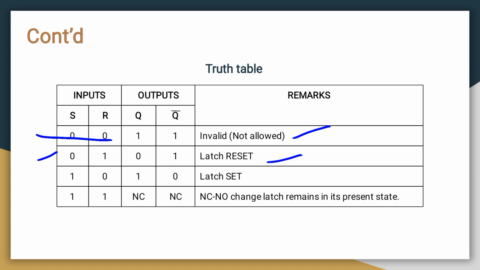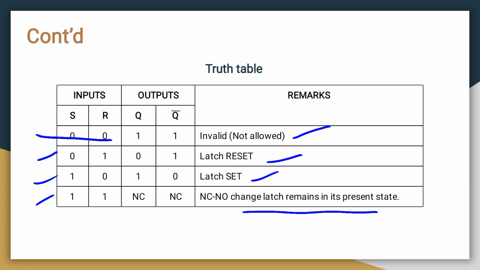That means it is going to clear the content of the latch. So next, when it is 1 0, the latch is going to set. That means it is going to store the value 1. Clear? If both inputs S and R are 1, then it is a no change condition. So latch remains in its present state. Present state means if the latch is set, that is 1, then it will stay set as 1. If it is in a state of reset, it will continue as 0. Clear? There is no change.